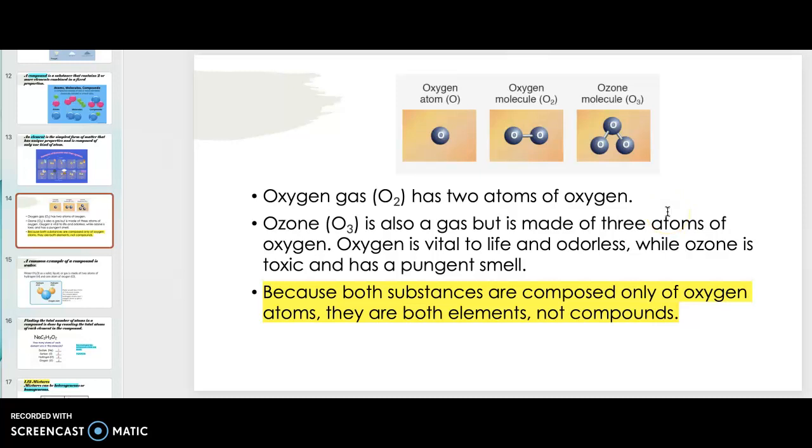So here's an example showing oxygen gas and ozone, which is O2 and O3. But since they're all still just composed of oxygen, they are pure and they are elements, not compounds, because if it was a compound, it would be combined with another element, chemically combined.